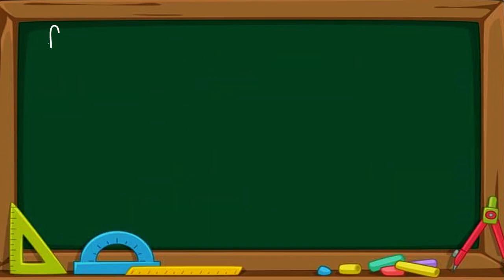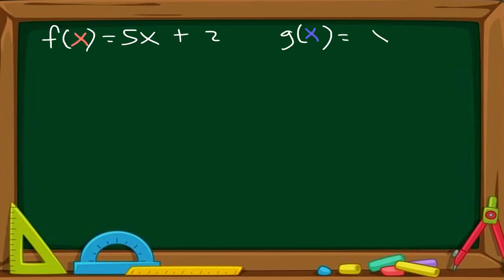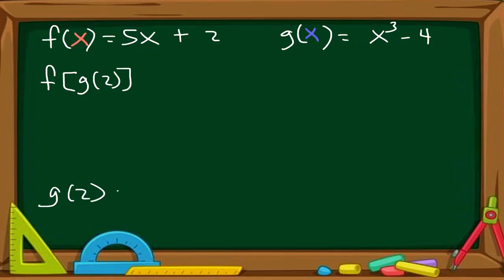Now let's say that f of x is 5x plus 2, and g of x is equal to x cubed minus 4. Evaluate this function, f of g of 2. How can we do so? First, let's find the value of g of 2. So let's replace x with 2. This is going to be 2 raised to the third power minus 4. 2 times 2 times 2 is 8. 8 minus 4 is 4. So g of 2 is 4.